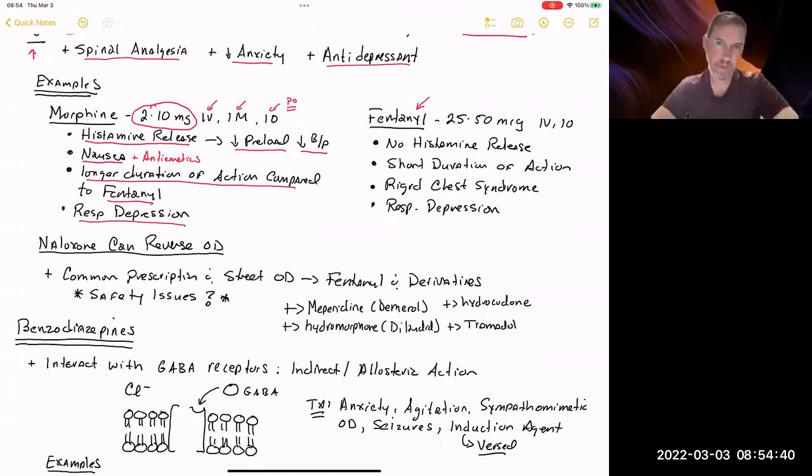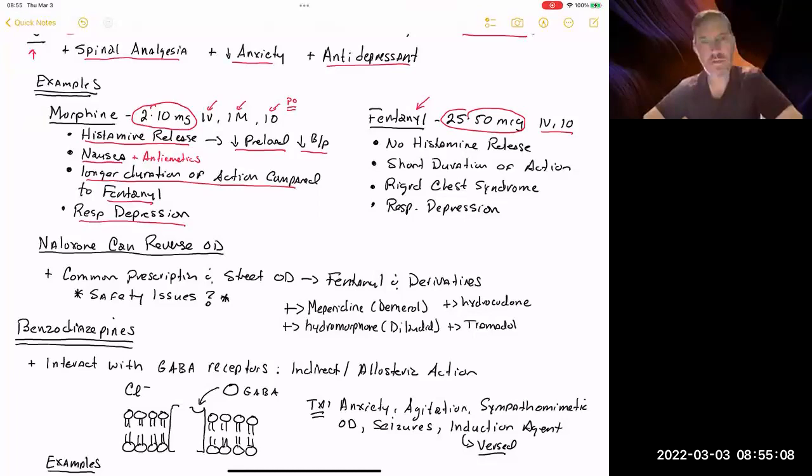Now, fentanyl, on the other hand, is incredibly potent. You're looking at your classic doses of 25 to 50 micrograms that can be given IV or IO typically. And so you can see that 50 micrograms of fentanyl is roughly equivalent to 5 milligrams of morphine, right? So it is orders of magnitude more potent.